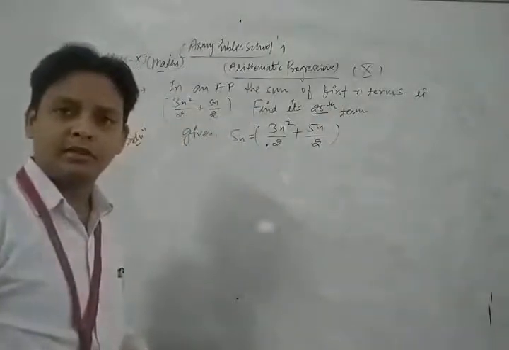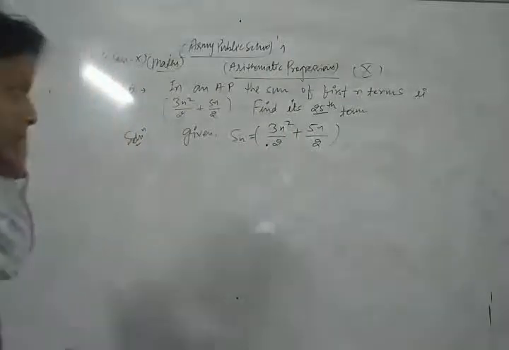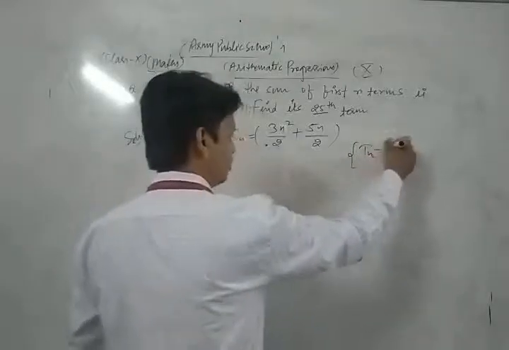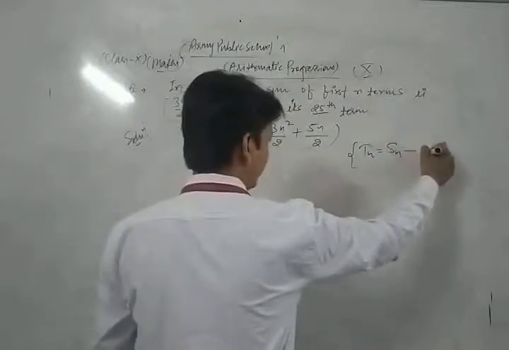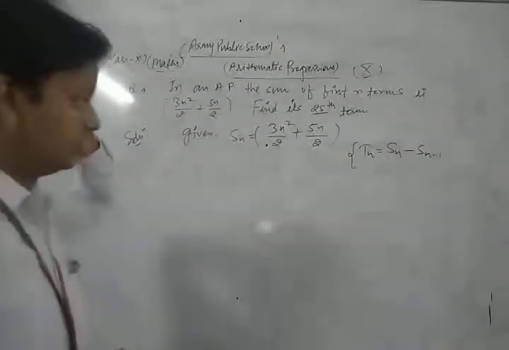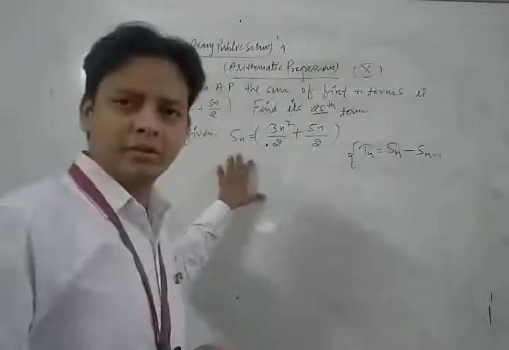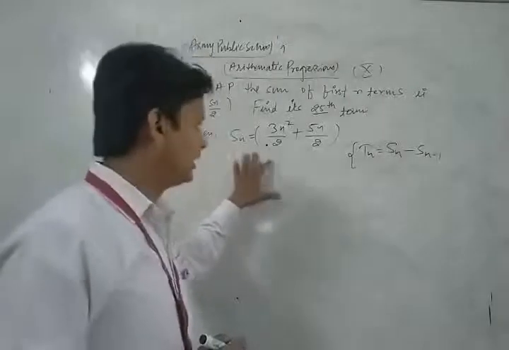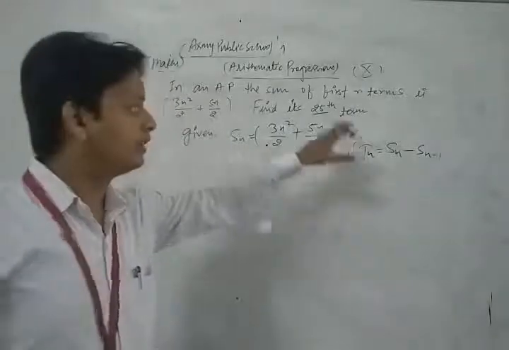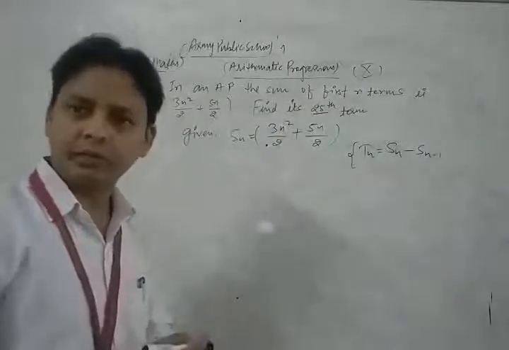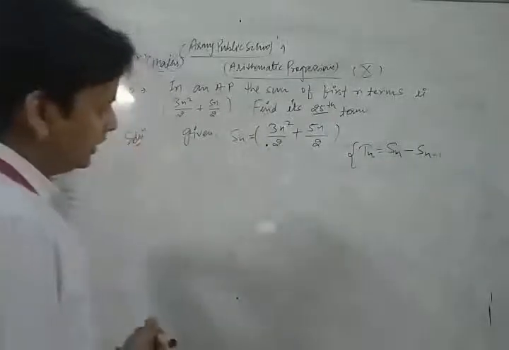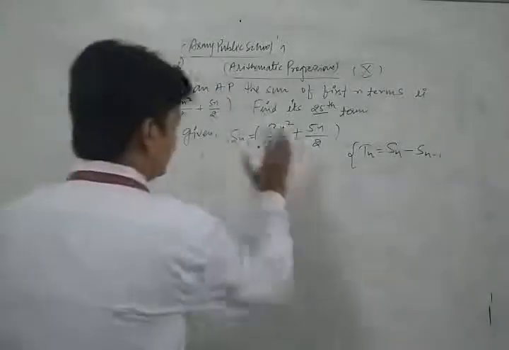We discussed that to find the nth term, it is equal to the sum of n terms minus the sum of n minus 1 terms. Okay, so this is the formula. It is given, so first of all we find its nth term, then we find its 25th term. We just replace n by 25, so we get the value. So Sn is equal to this.